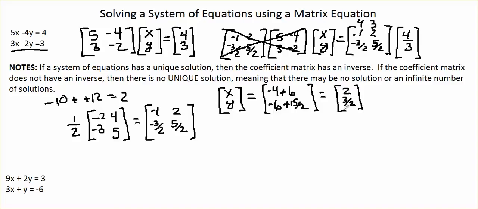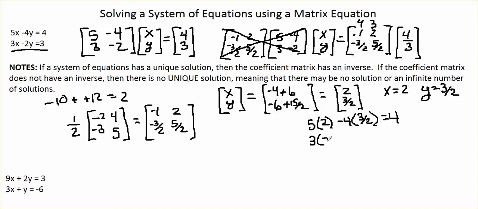So to check our answers, let's go ahead and plug in. Looks like x equals 2 and y equals 3/2. And let's go ahead and plug that into our equation just to make sure it works. So we get 5 times 2 minus 4 times 3/2 equals 4. We'll need to check that. And then we have 3 times 2 minus 2 times 3/2, and that should equal 3.